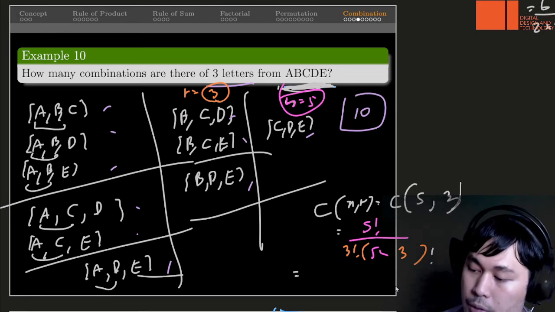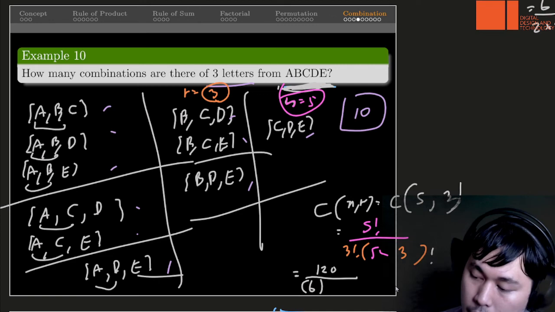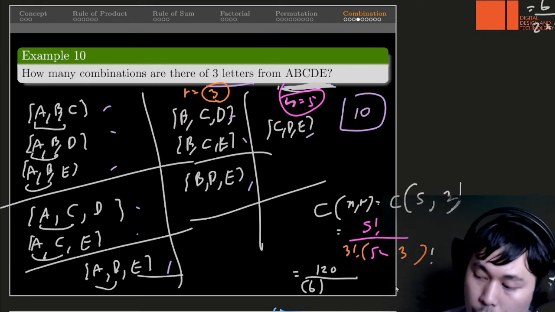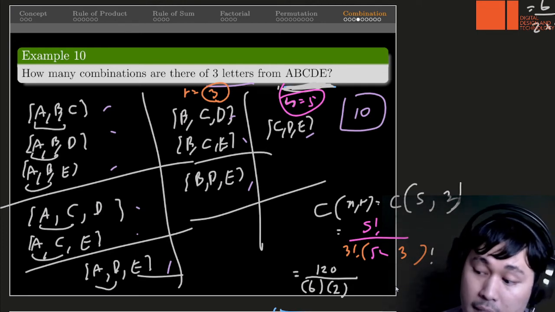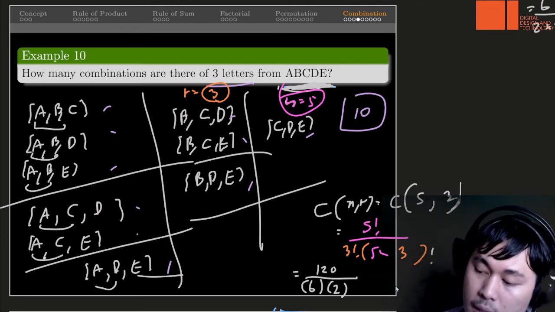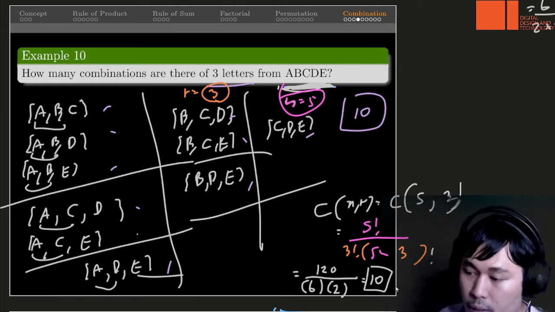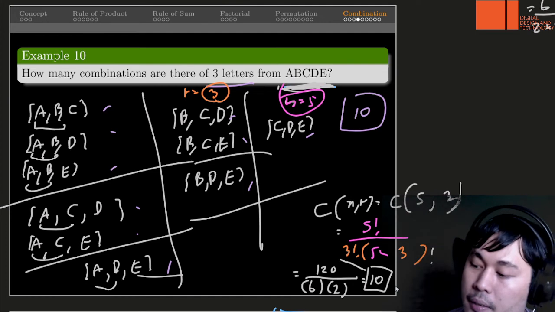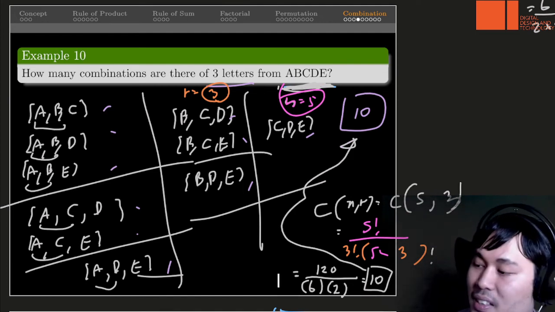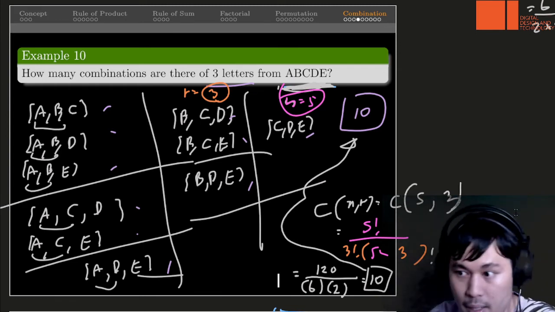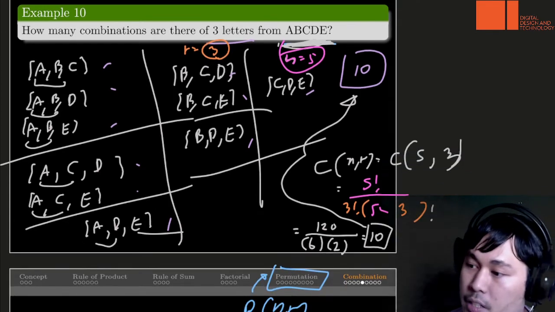It should give you 5 factorial is 120. 3 factorial is 6. 5 minus 3 is 2. 2 factorial is 2. So it's 120 divided by 6 times 2, which is 12. 120 over 12 is 10. That's the answer for example 10, which hopefully is the same as the number we got earlier. And so that's how you use the formula for combination.